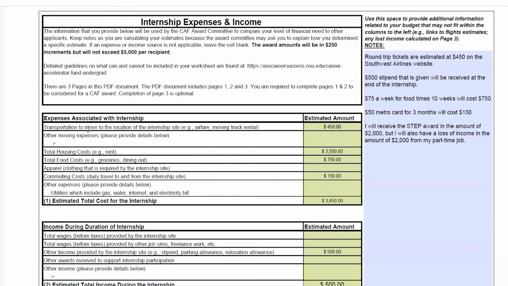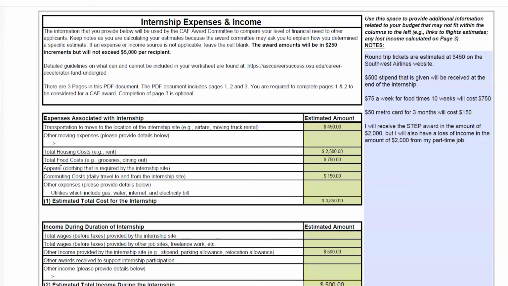In the second box is expenses associated with the internship. In this first line, transportation to move to the location of the internship. For demonstration purposes, the student will be leaving Columbus, Ohio, and moving to New York City for a summer internship. Round trip tickets, $450. There are no other expenses for this move at this time. Total housing costs, this will be temporary housing, $2,500.